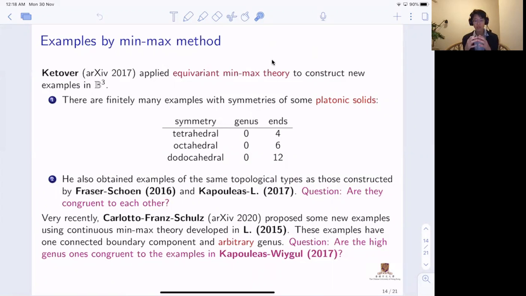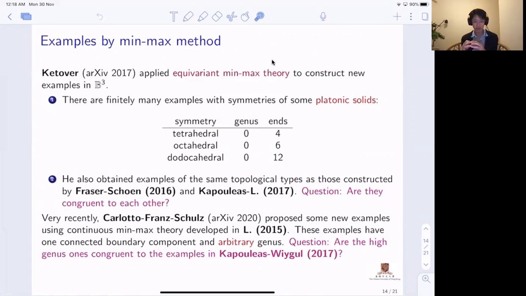So the basic question here is that these examples constructed by min-max have the same topology as the ones obtained by Fraser and Schoen using the extremal eigenvalue problem and the gluing methods of Kapouleas and myself. So are they actually the same examples? Okay, that they just differ by congruence of the ball? So this is an open question.